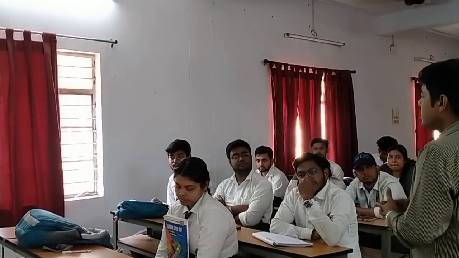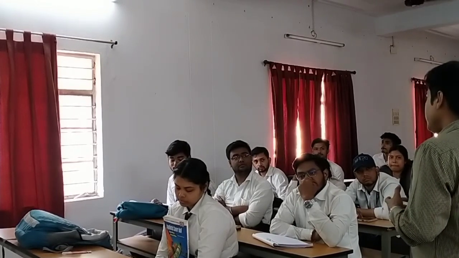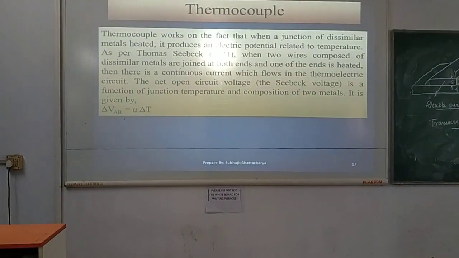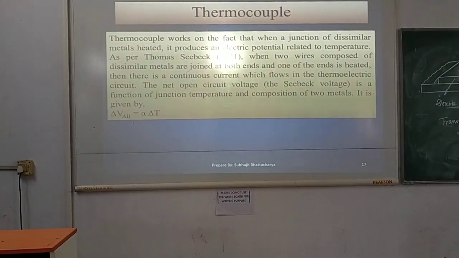Here also the thermocouple is a transducer, and the EMF generated is in a very low range, say in millivolts. So to make proper use of it, we need an amplifier. So some signal conditioning device will be needed, and then we can go to the thermocouple sensor. Right? So let us again see what a thermocouple is.